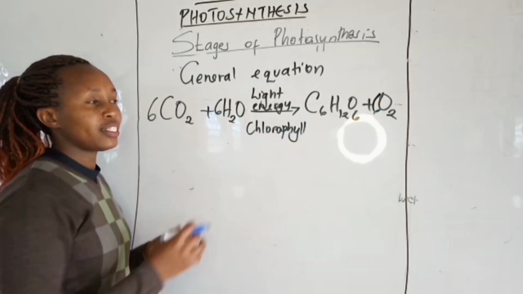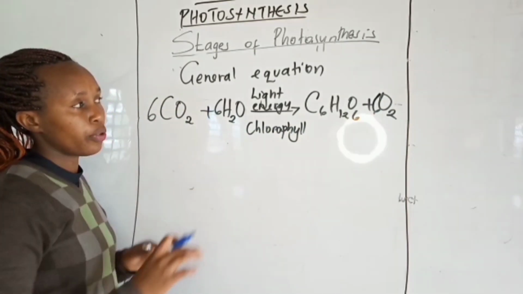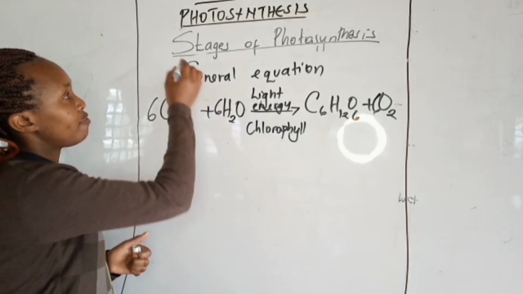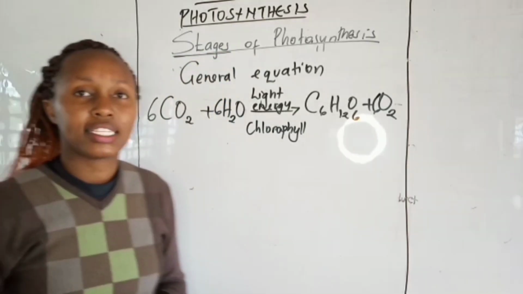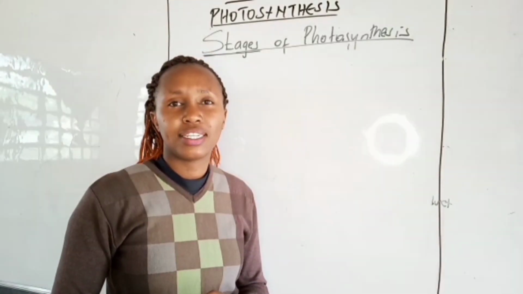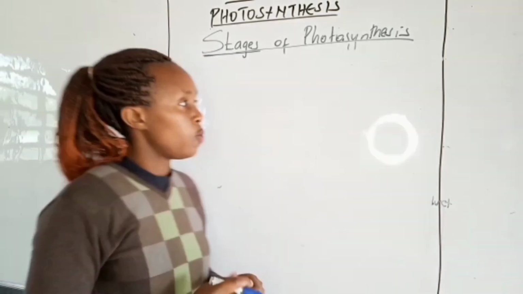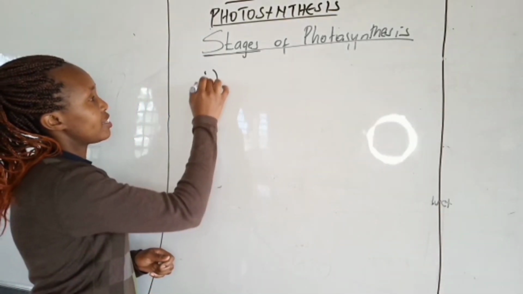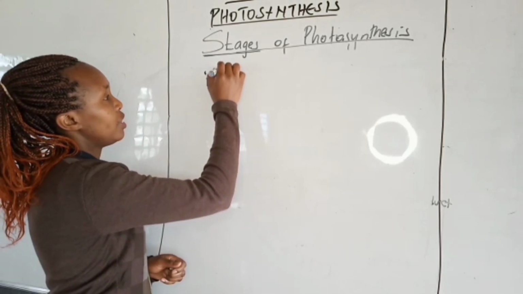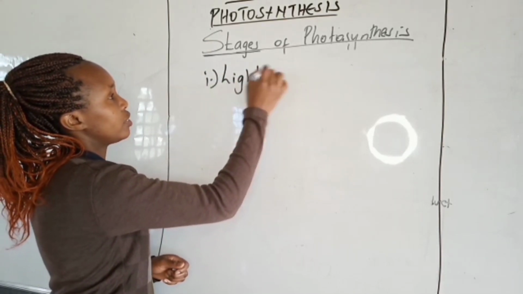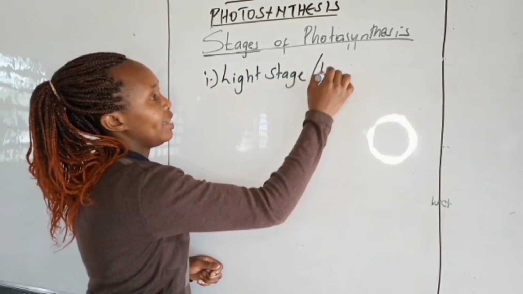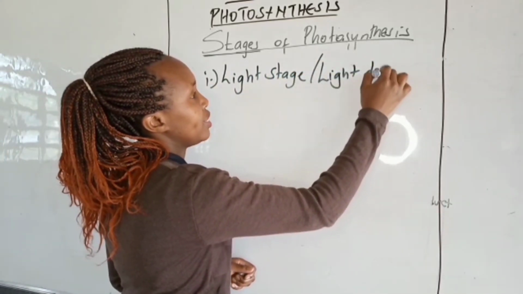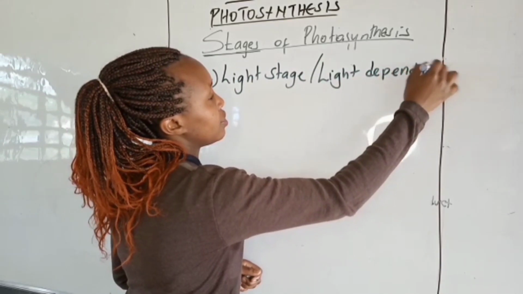Now, this process does not occur in one process the way I've written, and therefore, let us look at the stages of photosynthesis. We have said that photosynthesis does not occur in one equation. We have stages. The first stage is what we call the light stage, also called the light dependent stage.